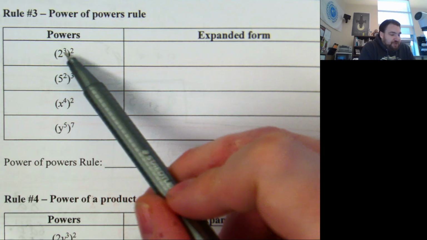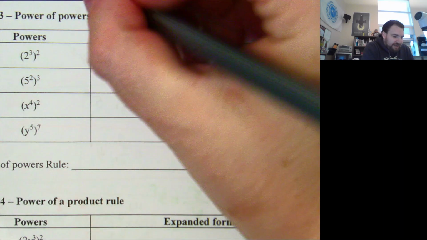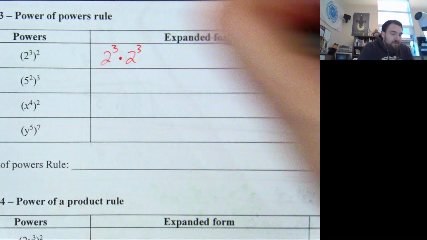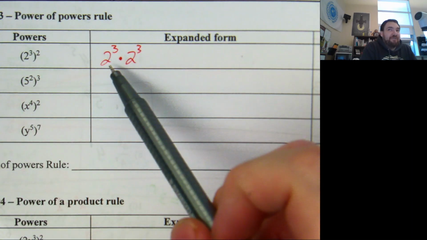So if I have 2 cubed squared, and I want to write that thing in expanded form, what that's going to look like is 2 cubed times 2 cubed. Sorry? 2 cubed. C-U-B-E-D. Not C-U-T-E. It is too cute. Numbers are cute. That helps you remember it. Sure. 2 cubed, or 2 to the power of 3.